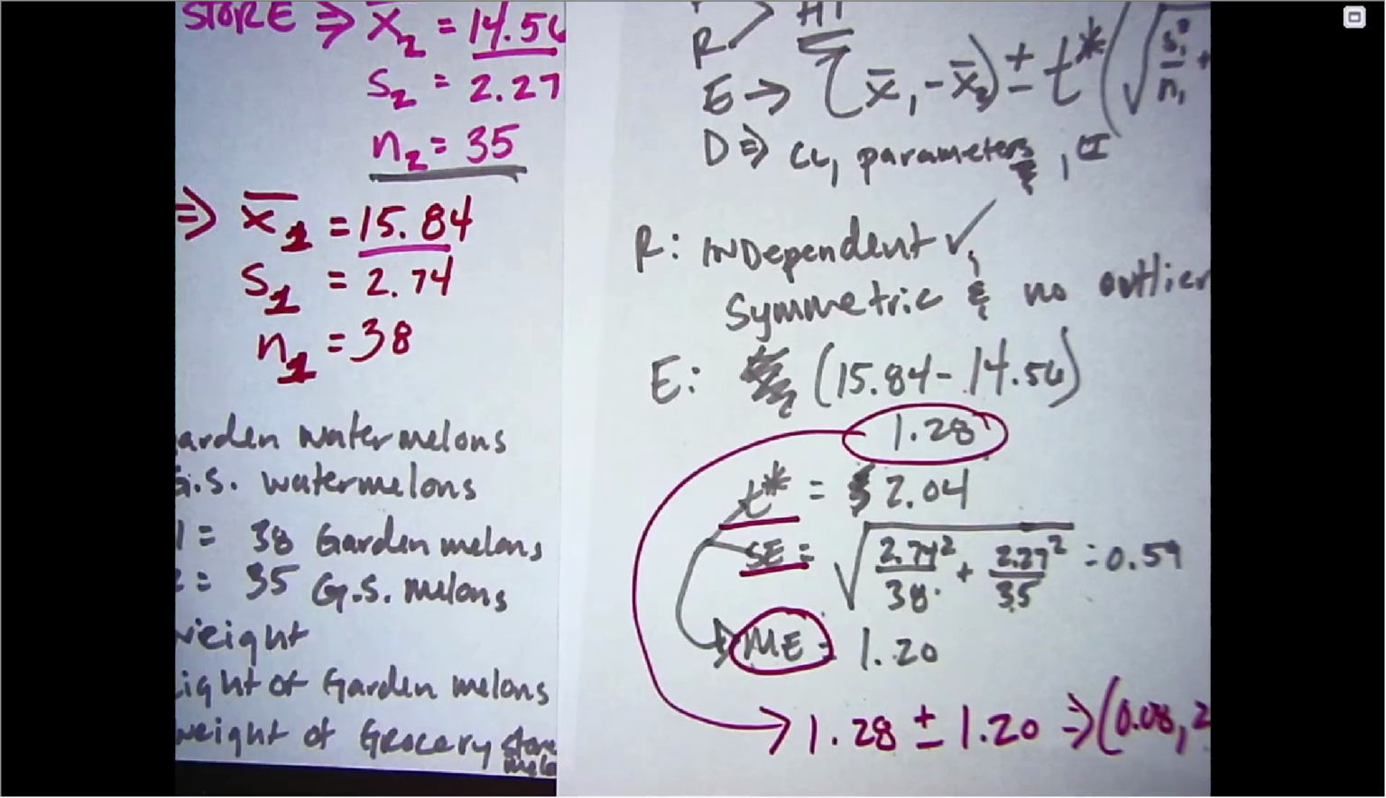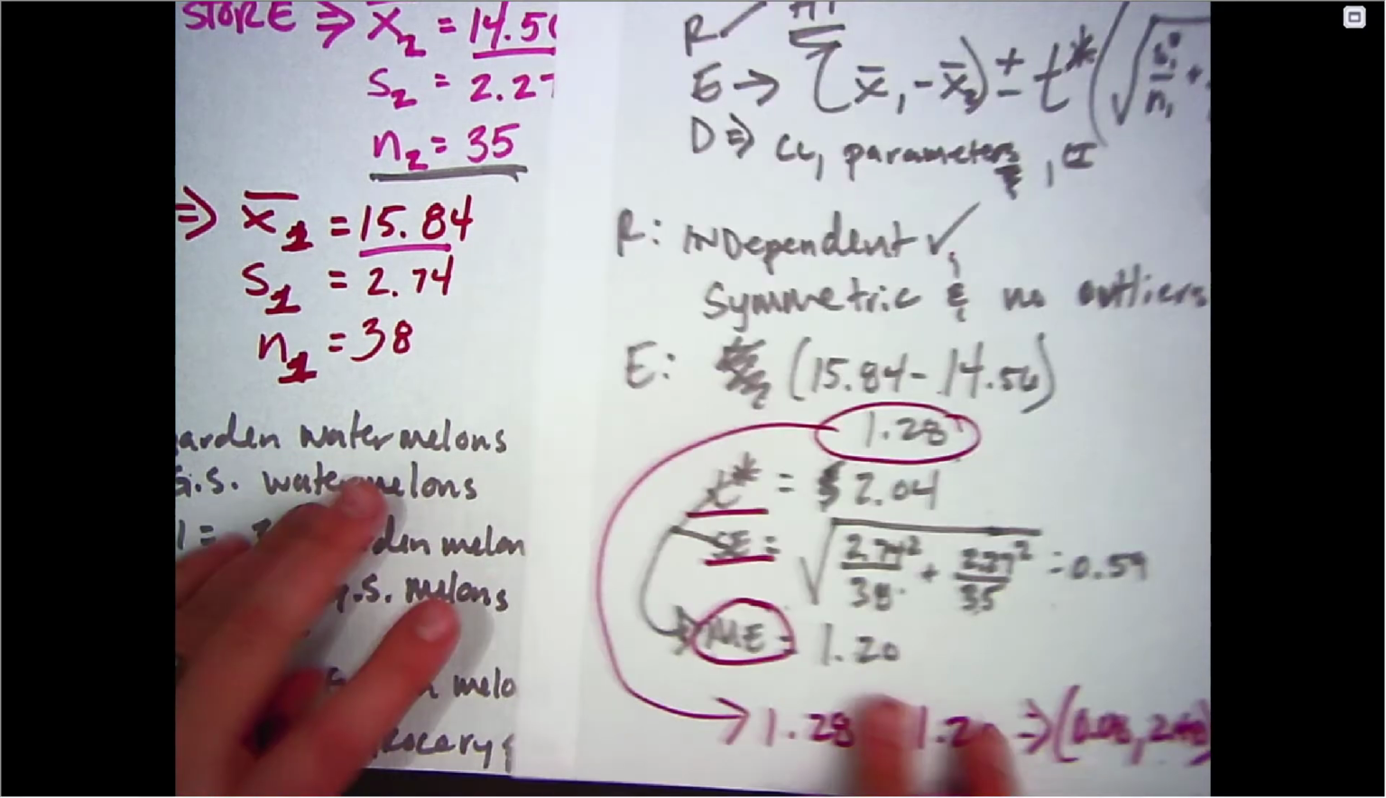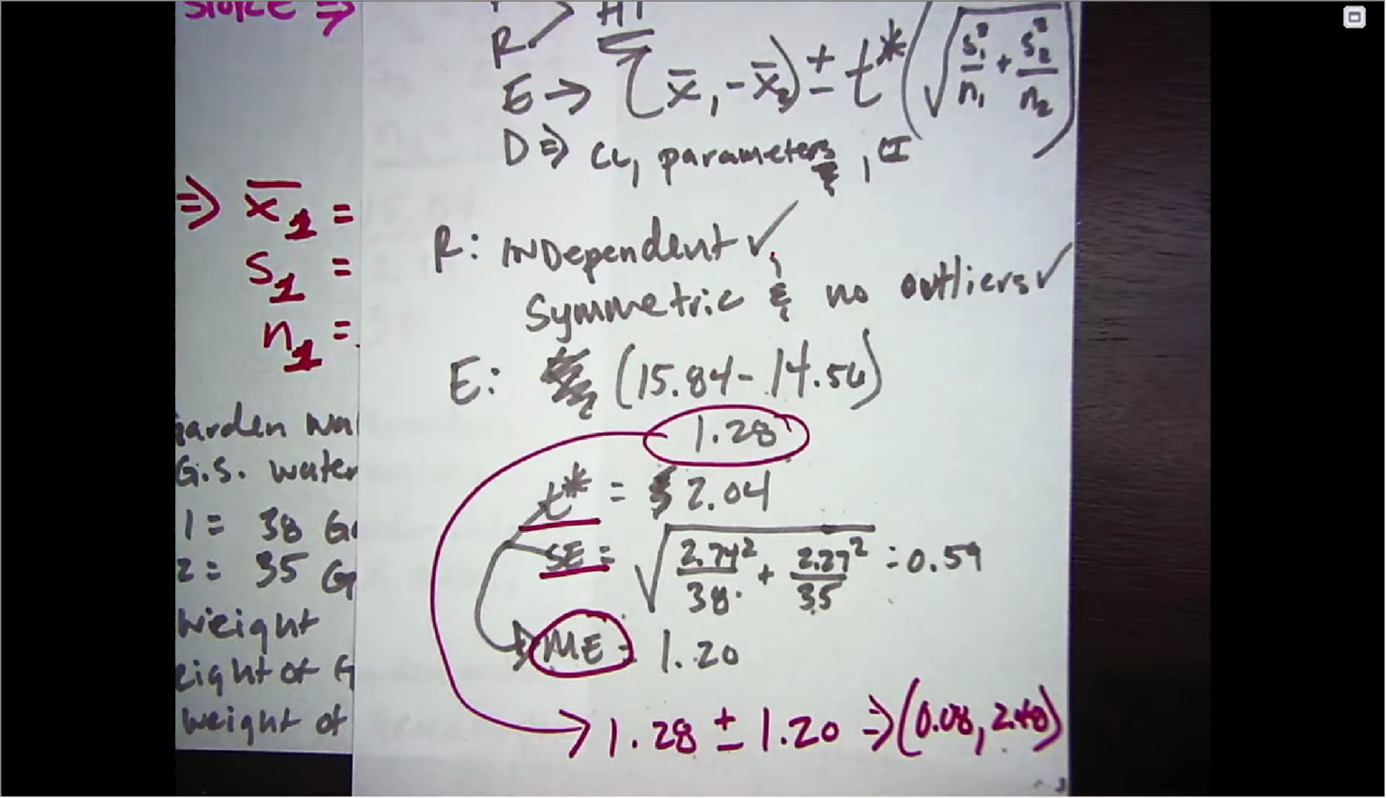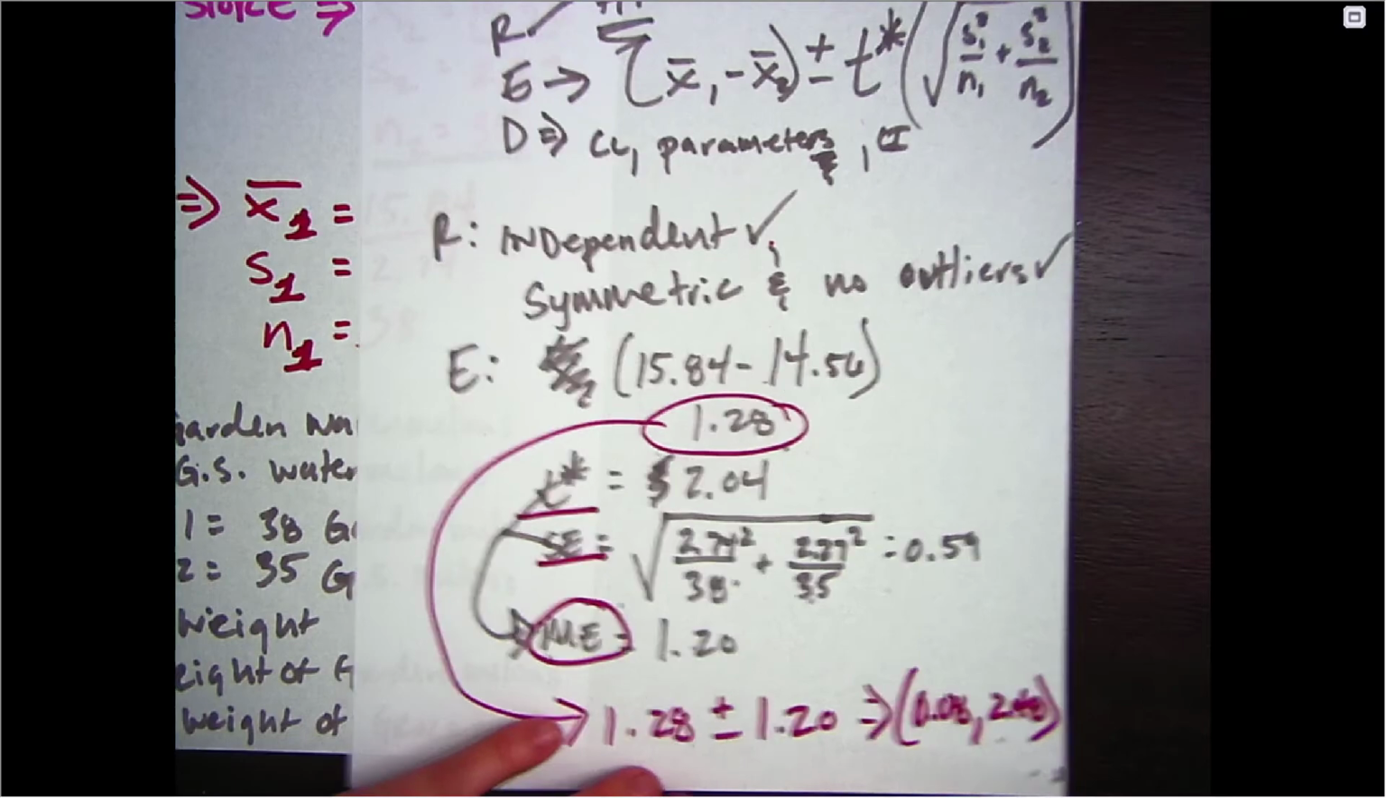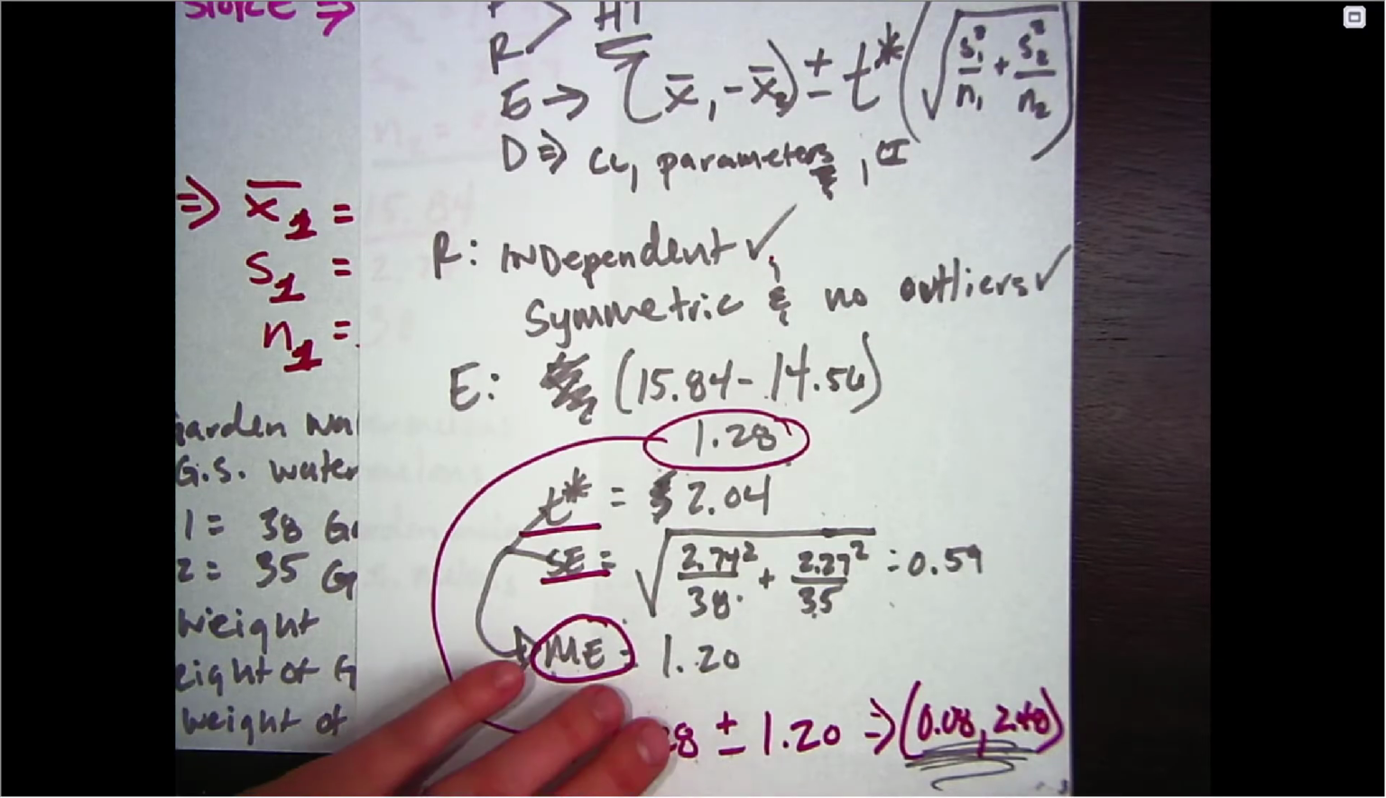So really minimal difference, but 0 is not included, which means there is in fact a difference between the average weights of grocery store and garden watermelons because 0 is not included in that confidence interval.